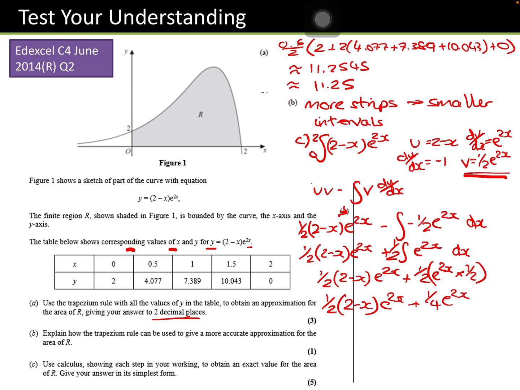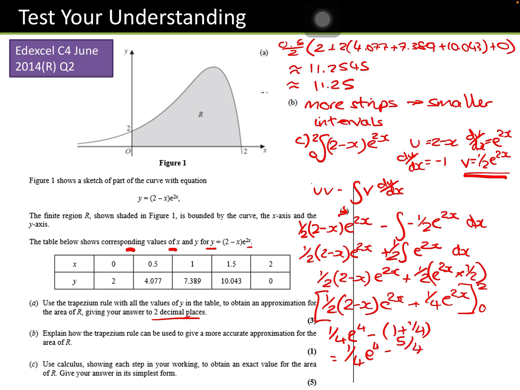e to the 2x. Obviously, we're doing definite integration, so we'll go square brackets between 2 and 0. When we substitute in, we will end up with a quarter e to the 4, subtract 1 plus a quarter, so final answer, a quarter e to the 4 minus 5/4.